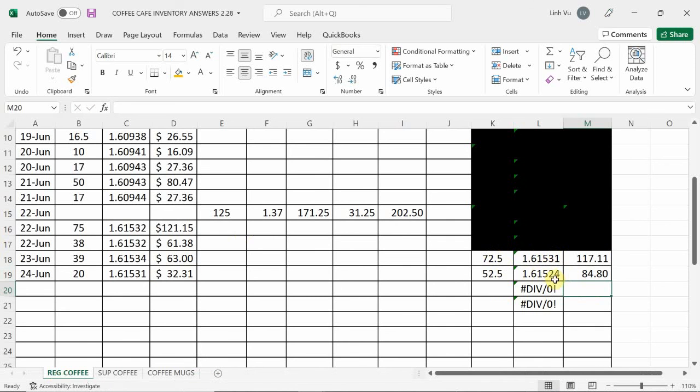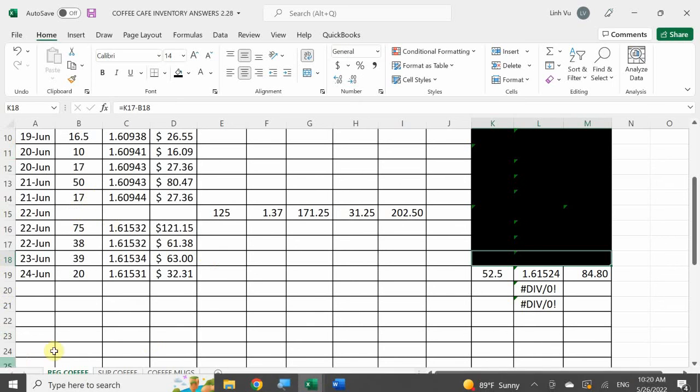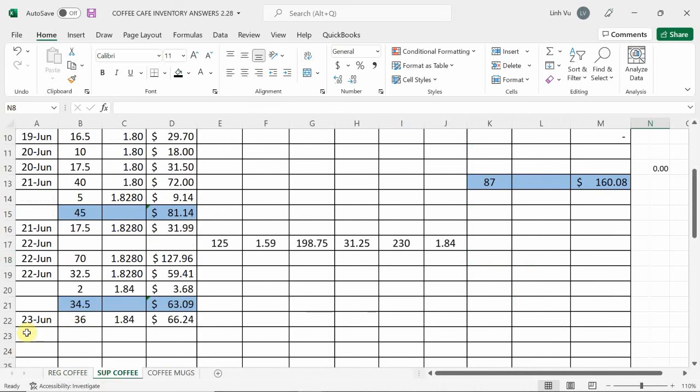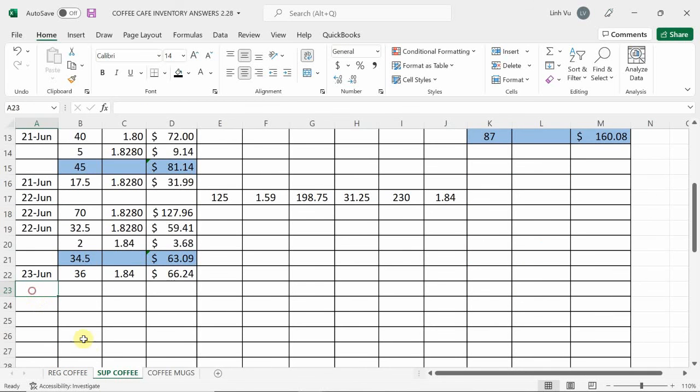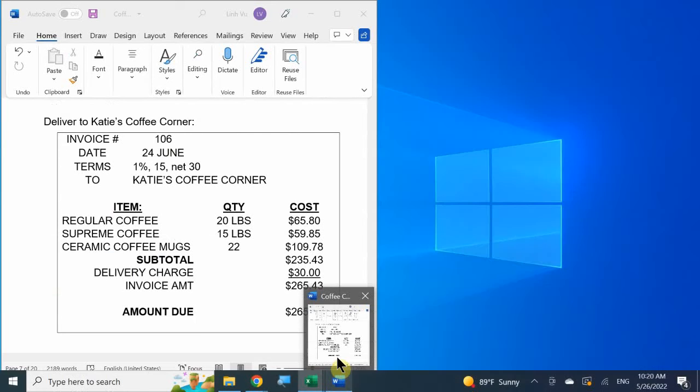Which then dropped by a lot. It dropped by 7,000th of a penny. Okay, so I have 52.5 pounds left at $84.80. And it cost me $32.31 just to sell 20 pounds of regular coffee. Okay, for Supreme coffee, how many pounds did we sell? We sold 15.